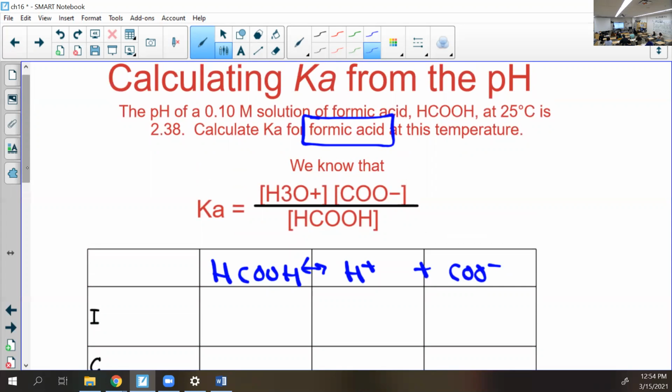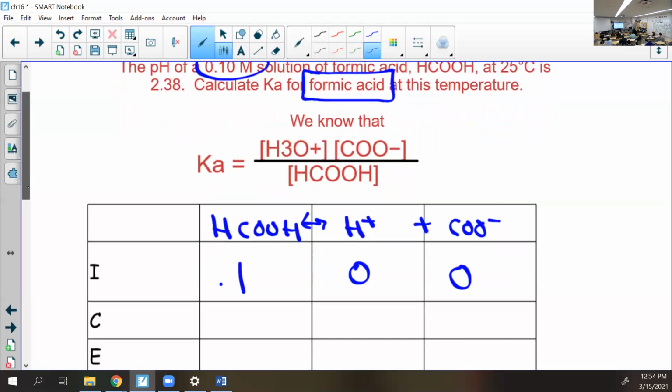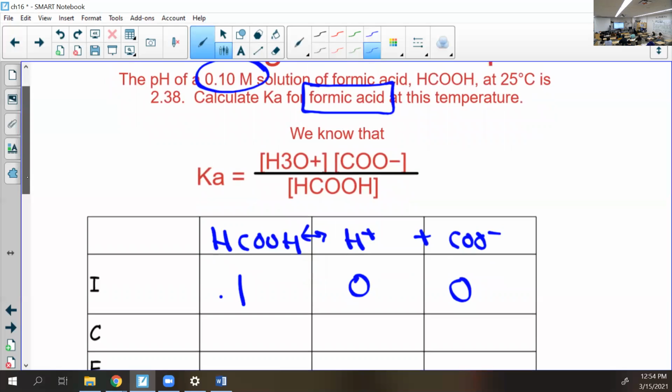Does it give me an initial concentration of any of them? No. Well, actually, formic acid. It gives me that, 0.1, and 0, 0. It tells me the pH is 2.38. What does that tell me? So my H plus concentration is equal to 10 raised to the negative 2.38. Someone calculate for me.